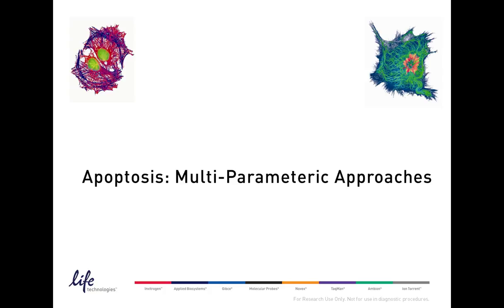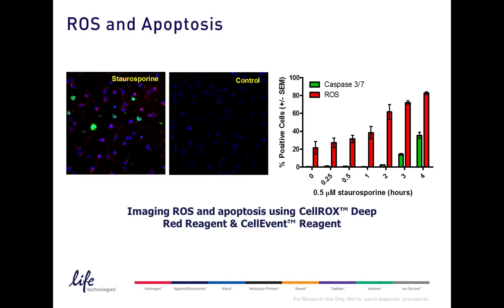Okay, so some of the multi-parametric approaches that can be taken. As I said, the previous slides have done a lot of multi-parametric analysis with dead cell dyes and apoptotic probes, but here we're going to look at a few subtle dyes that will look at some of the pre-lethal indicators.